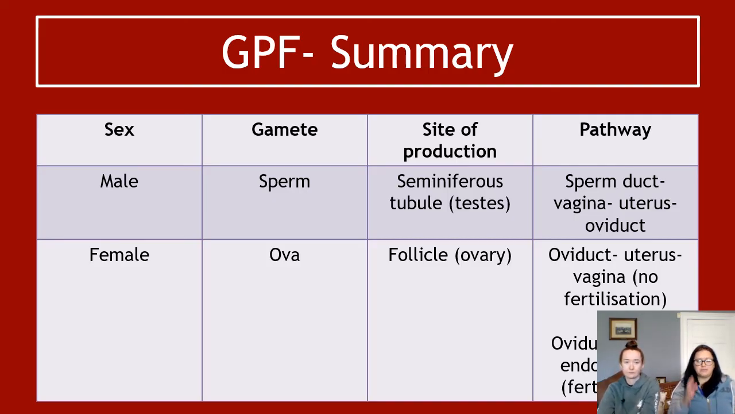Okay, so the idea is the male gamete is sperm. It's produced in the seminiferous tubule that's inside the testes, and the pathway that it would take is sperm duct, being deposited into the vagina, and then it should swim up through the cervix into the uterus, and then into the oviduct. Okay. For females, the main gamete is the ova. We're no longer calling it the egg. It is produced in a follicle in the ovary, and it has two choices of pathways depending on if fertilization occurs or not. So if there's no fertilization, it goes oviduct into uterus into the vagina. If fertilization has occurred in the oviduct, it would go oviduct, uterus, then it would implant in the endometrial layer, and baby would grow.